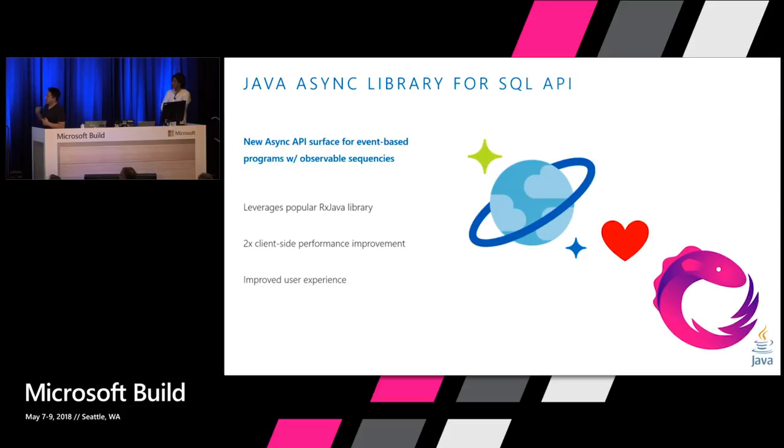And then, of course, the last thing we're releasing at Build is a new asynchronous library for the SQL API. Previously, our Java SDK was all synchronous operations. And what we've done is we've taken the time to refactor this to work with the RX Java library to build an asynchronous version of this library.